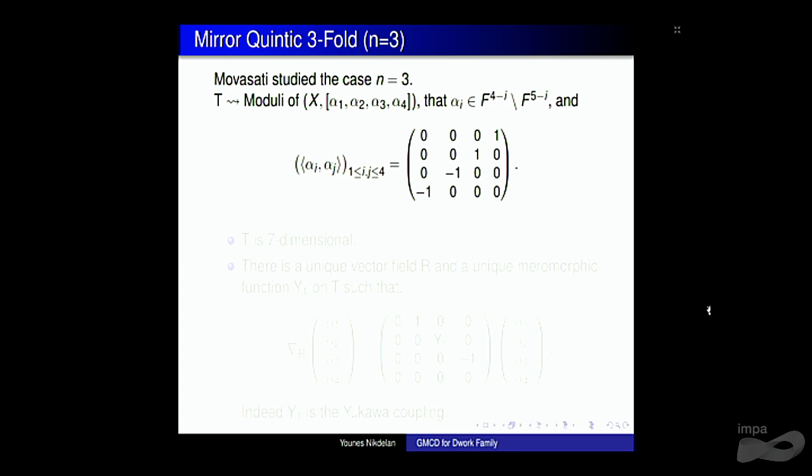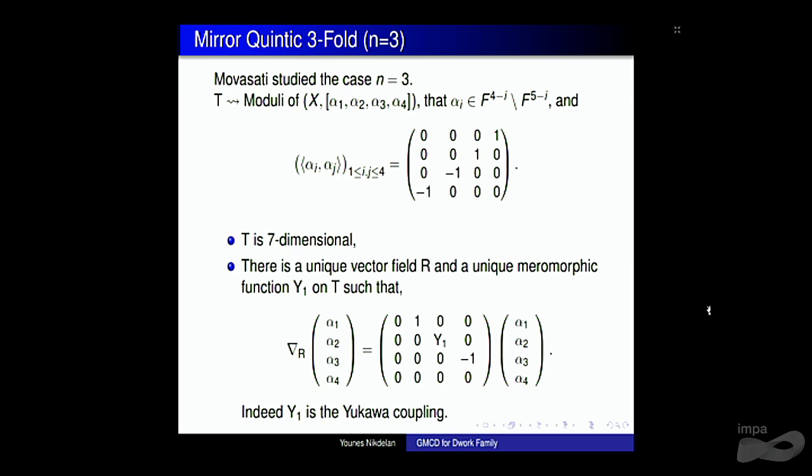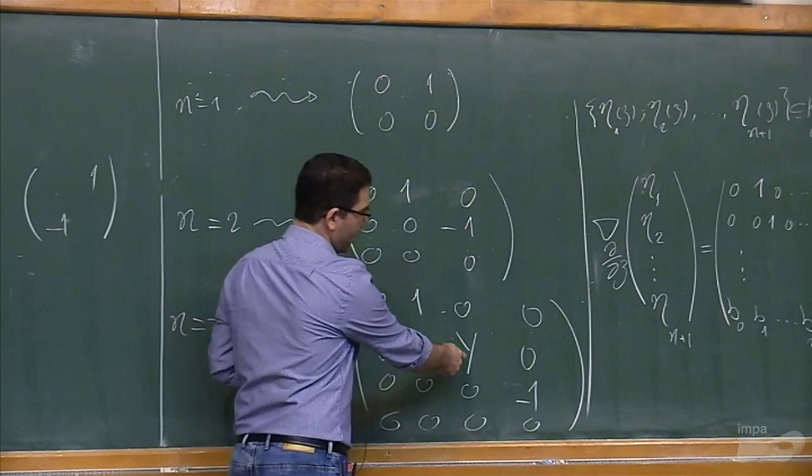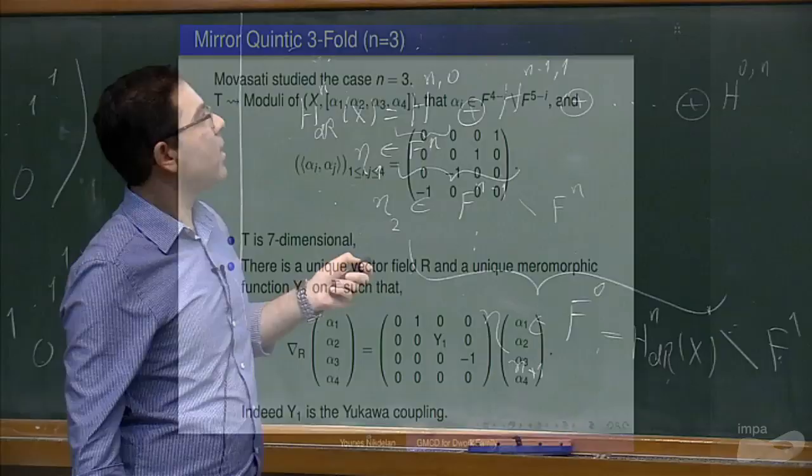important work of Hossein about this family was that he could look at this family from another point of view. By constructing this enhanced moduli space that I explained, he found that T is seven-dimensional, and there exists a unique vector field that satisfies this equation. As I wrote here, for n equals 3, our matrix will be in this form. And the important thing about this construction is this function y that he found here.